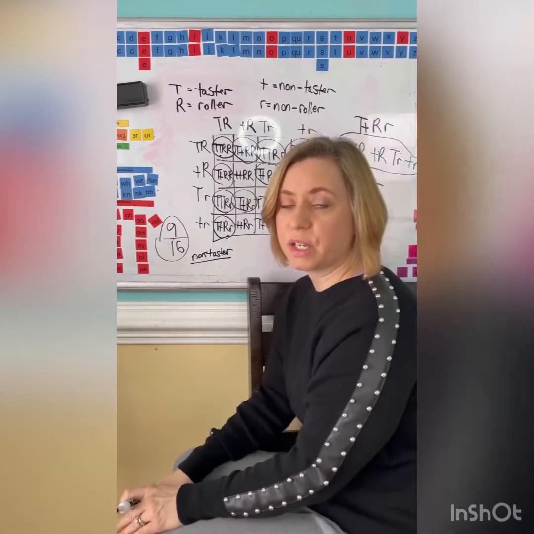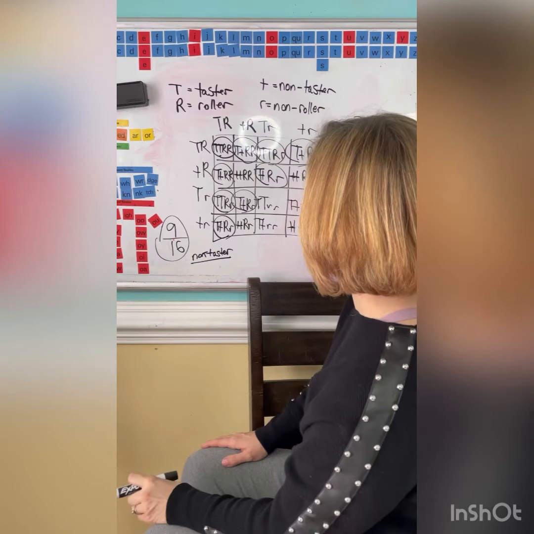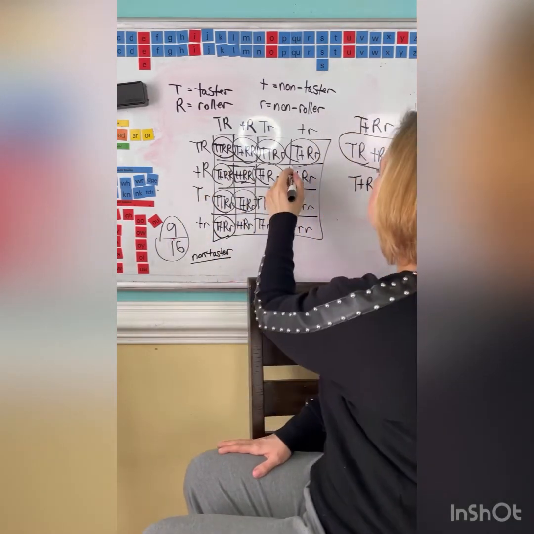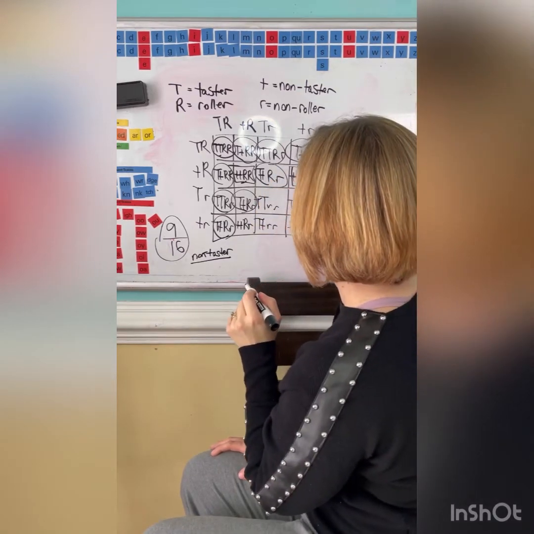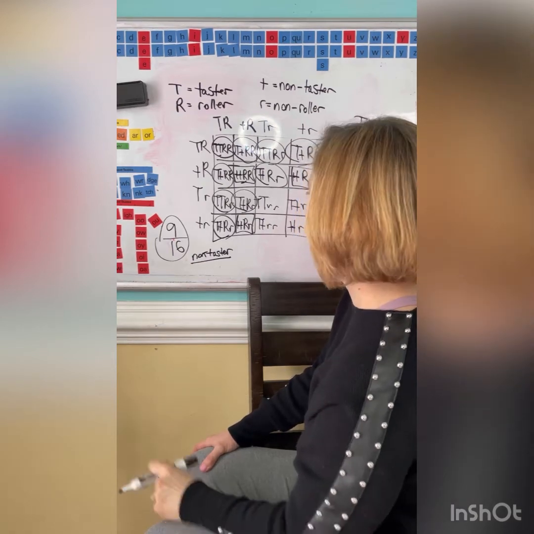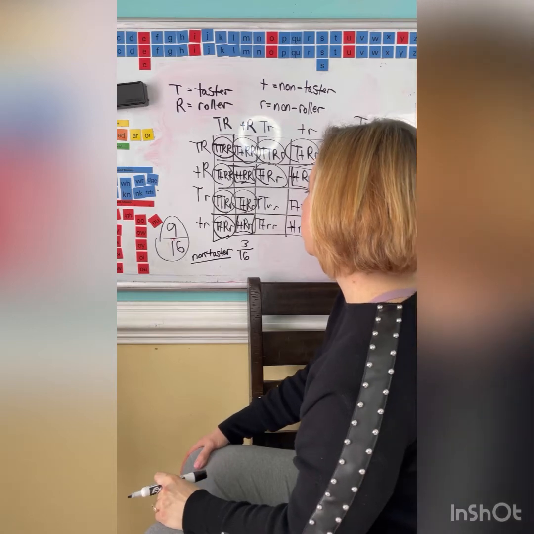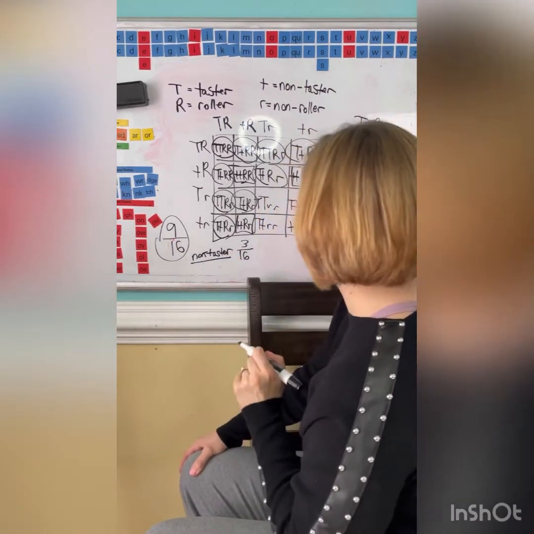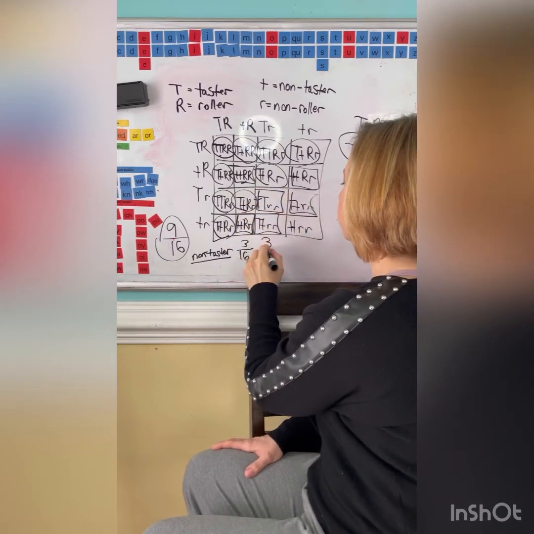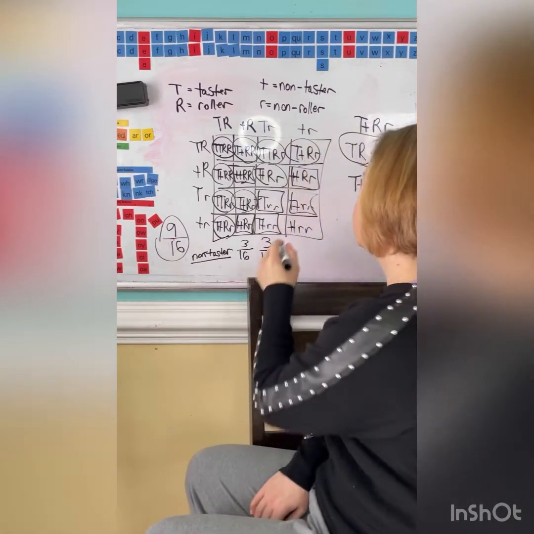So a non-taster would be with the little t, but we would have the big R. So here, and here, and here. I think that should be it. 3 out of 16. Then we should also have 3 out of 16 for a taster non-roller, which is here. 1, 2, 3. And then the last one is the non-taster non-roller, which would be 1/16.